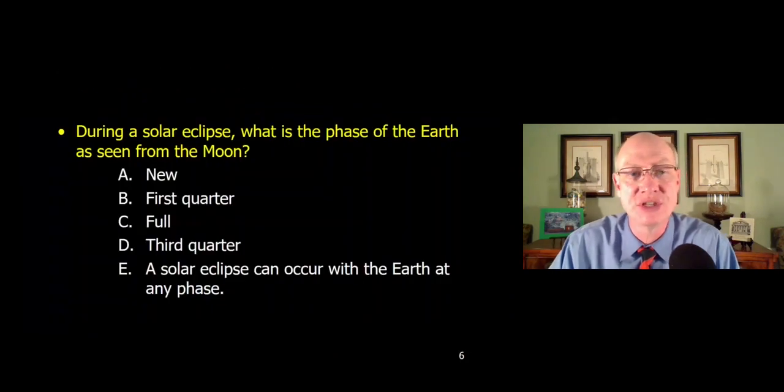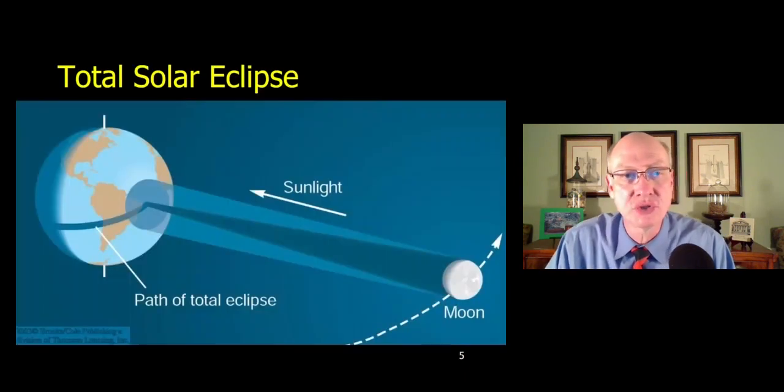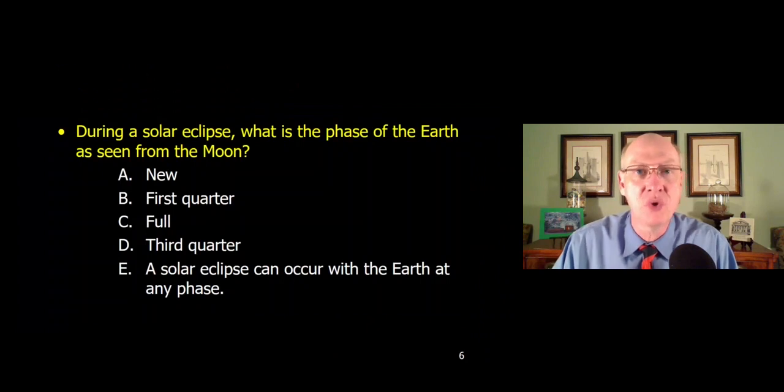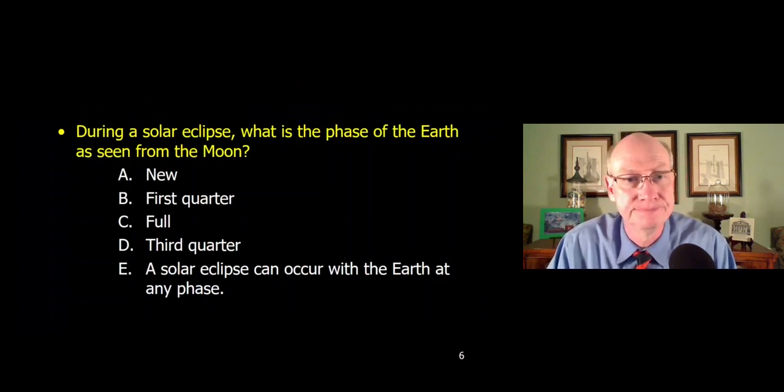So before we go on talking about total solar eclipses, I want you to go to Learning Catalytics and answer this question. During a total solar eclipse, what is the phase of the Earth as seen from the moon? So think about this. During a total solar eclipse, what is the phase of the moon and what is the phase of the Earth as seen from the moon? So go ahead and take a few seconds, go over to Learning Catalytics and answer this question.